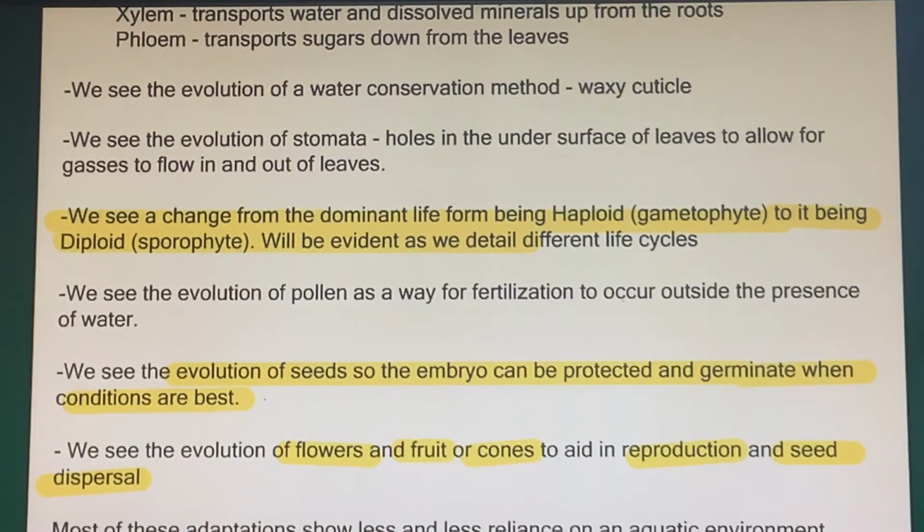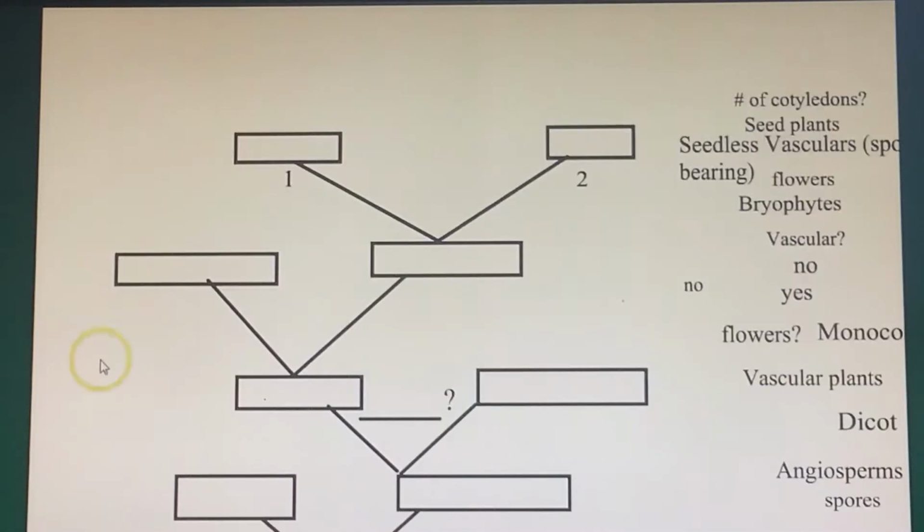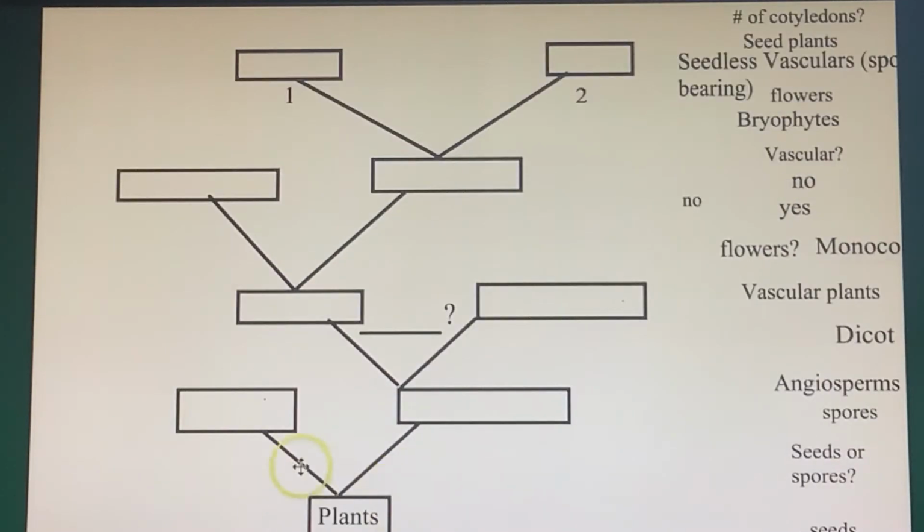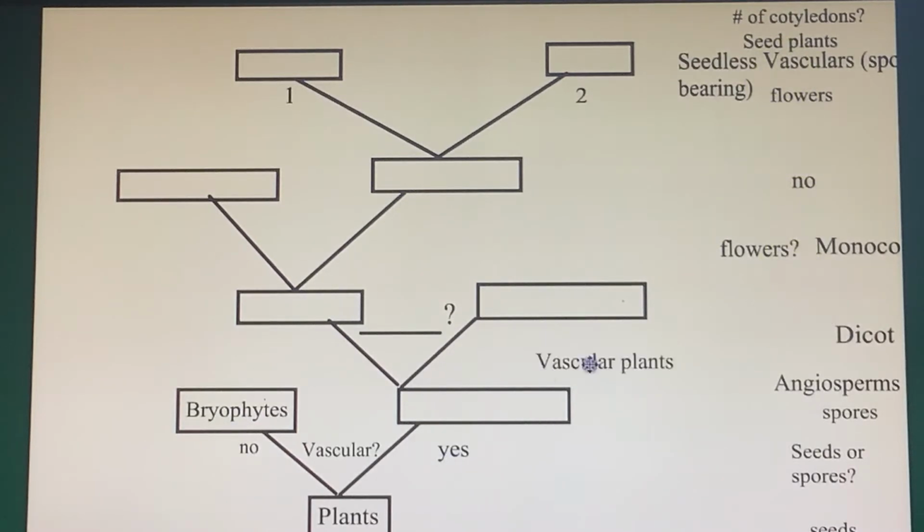So, as we move through, we're going to build a kind of dichotomous tree. We're going to build a pathway to work our way through the groups of plants and classify plants based on certain characteristics. It'll go something like this. Let's say we have an organism and we determine that it is a plant. We need to ask a question to determine what type of plant. And the first question we can ask is, is this plant vascular? Does it have vascular tissue? Well, if the answer is no, then it is a bryophyte. If the answer is yes, well, then it's a vascular plant.